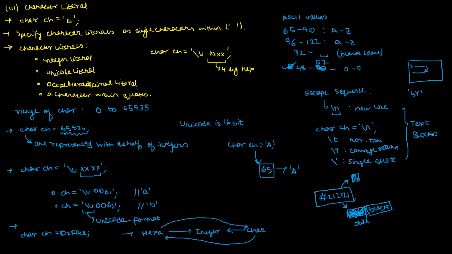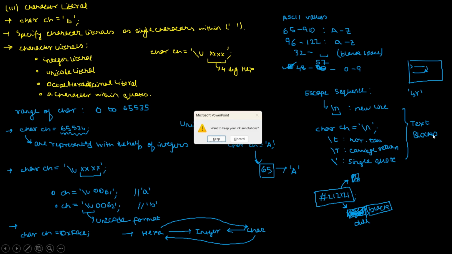I'll show you how to have a text block in your Java program. So that'll be pretty much it for a character literal. Let's now move on to see Boolean literals.